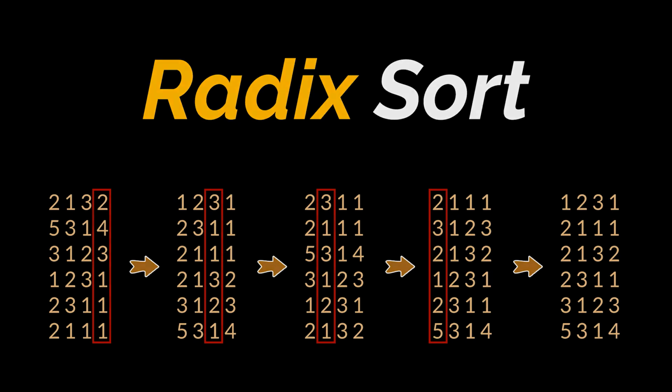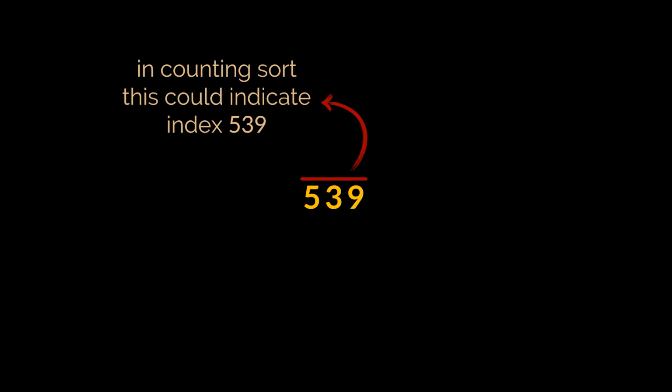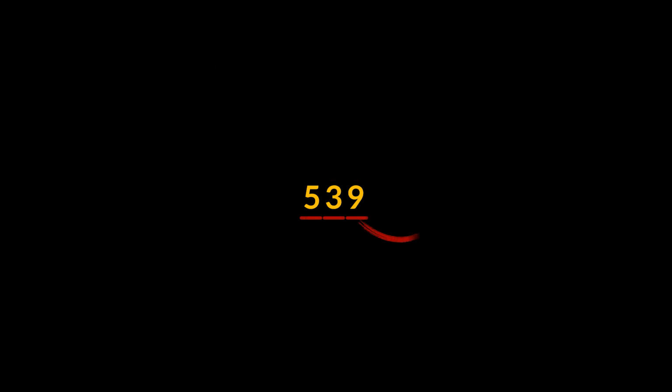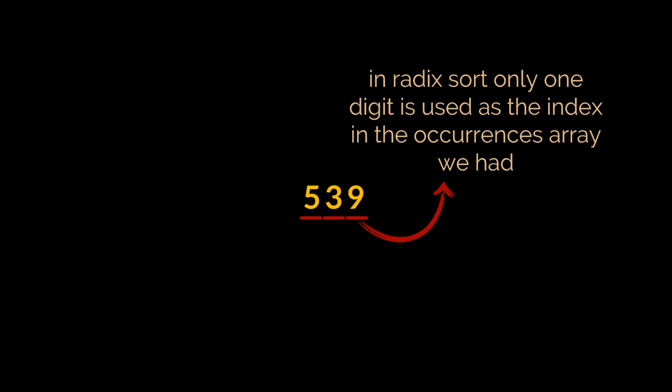Now, if you are still here, I will assume you remember that in counting sort, we were using the value of the integer stored inside the array as an index in the occurrences array. However, what we do in Radix Sort is use only one digit of this value as the index. This way, we can guarantee that the occurrences array will, at maximum, consist of 10 slots.